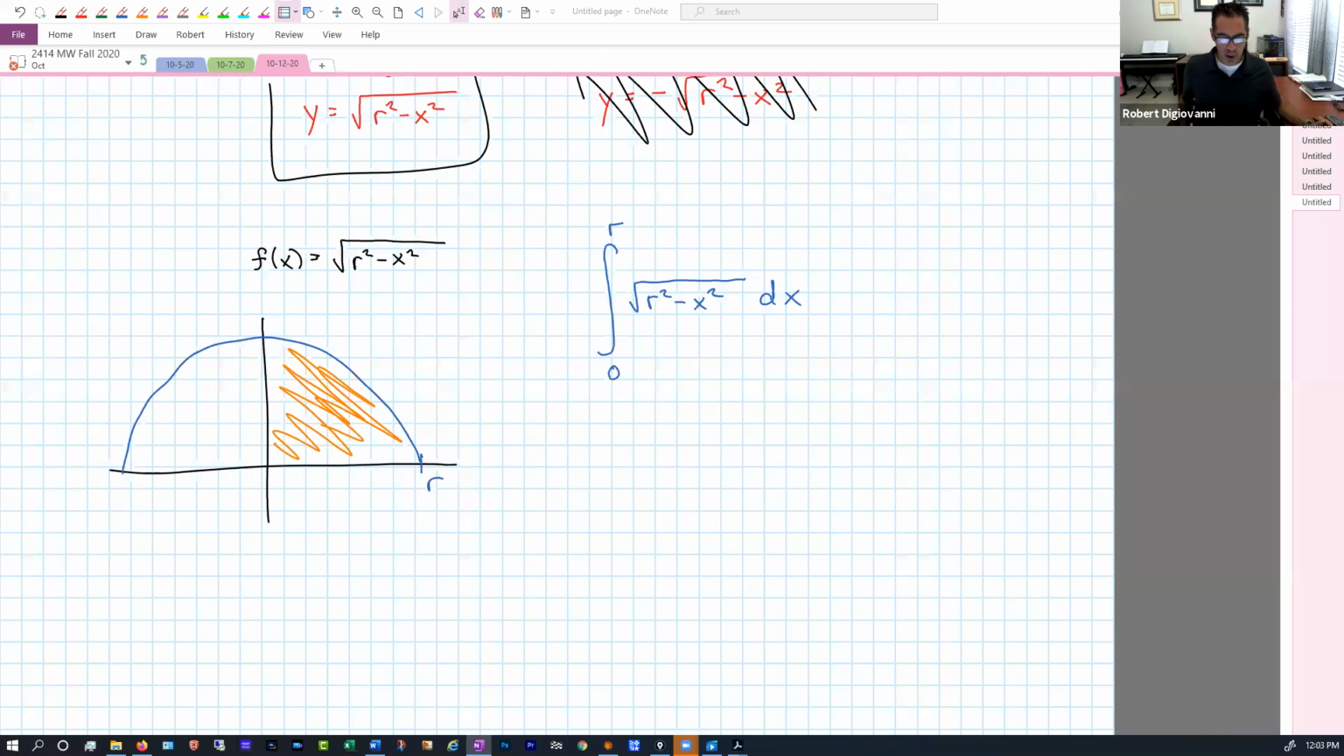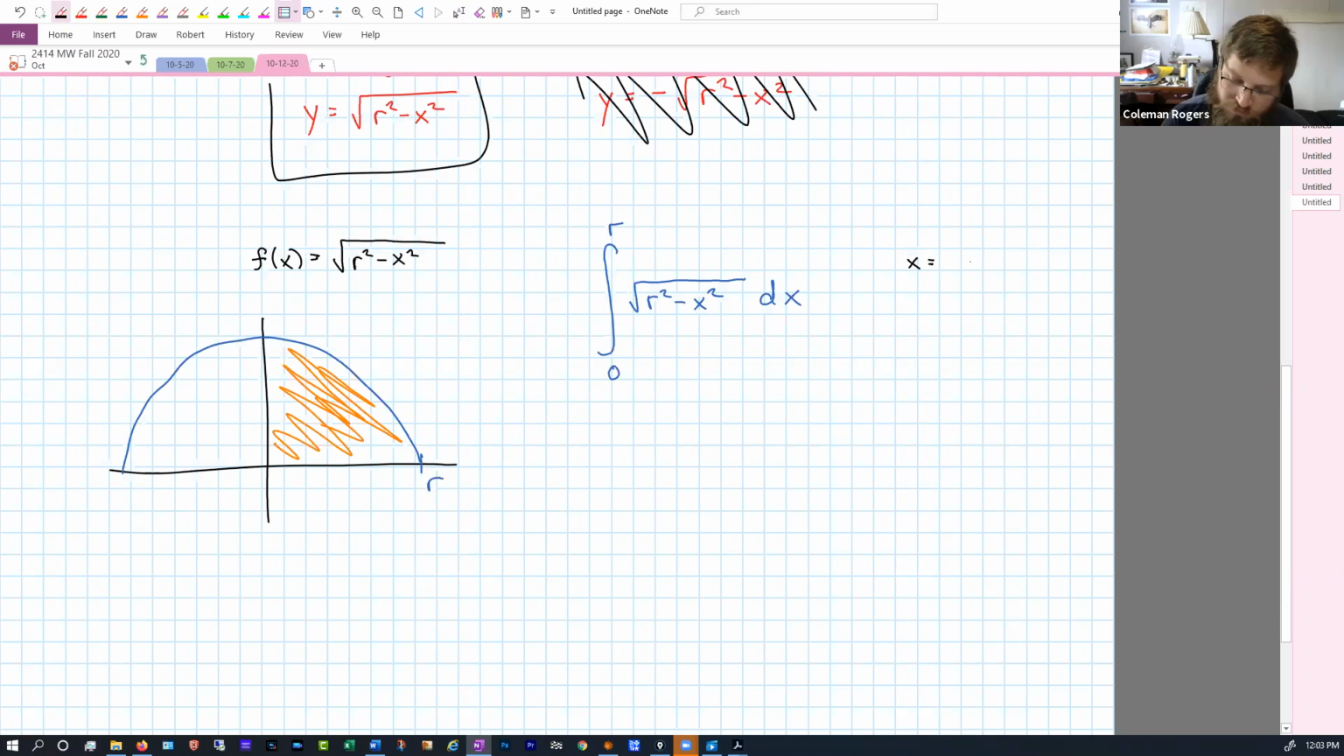So who has the approach? Would it be using trig subs? Trig sub, right? Remember, r is a constant. It's fixed. We don't know what it is, but it's a constant. So this would be a trig sub. And what would our trig sub be? X is equal to what? R cosine theta. And then from there, we can get all the other information.